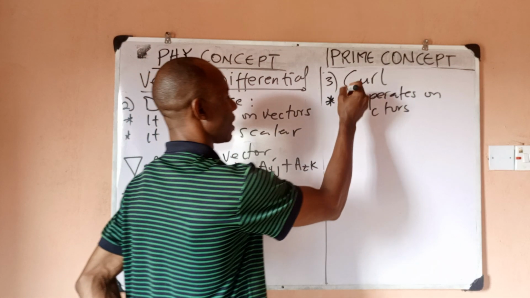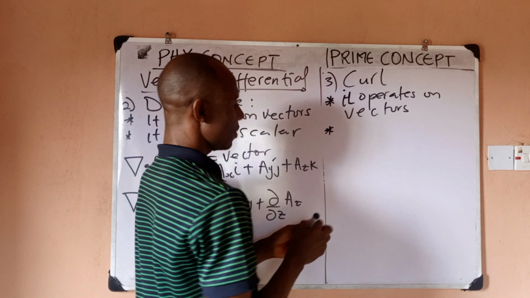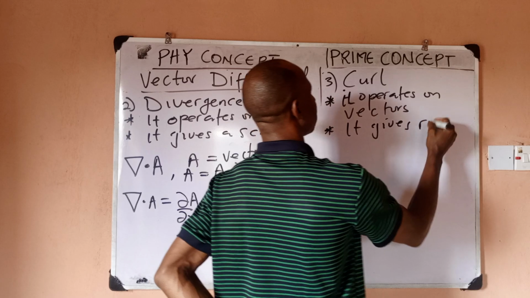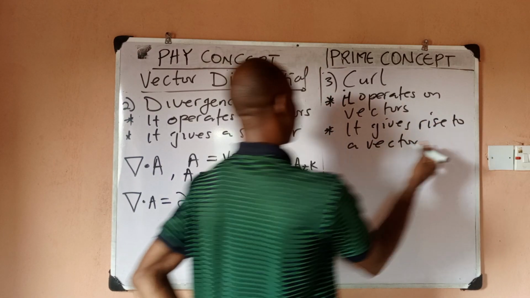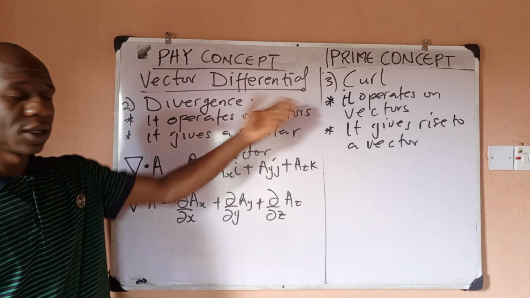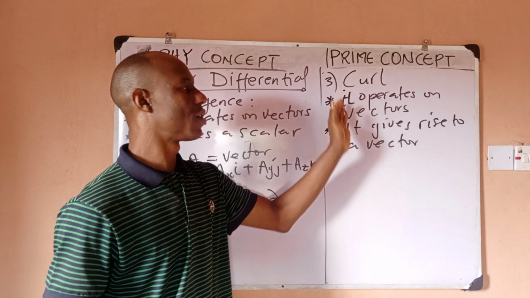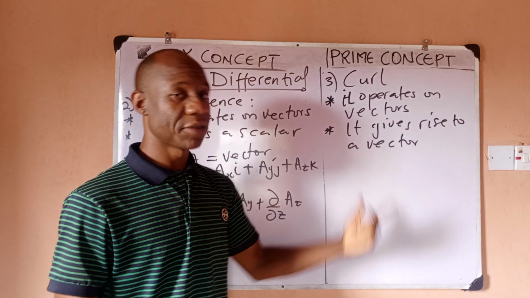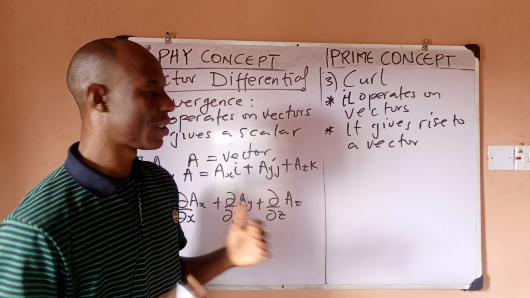And the second point I want you to know is that it gives rise to a vector. Unlike divergence, which operates on vectors and the result is a scalar, our curl operator operates on vectors, but then it gives rise to vectors. These are very important. This can be your exam 100 level questions.